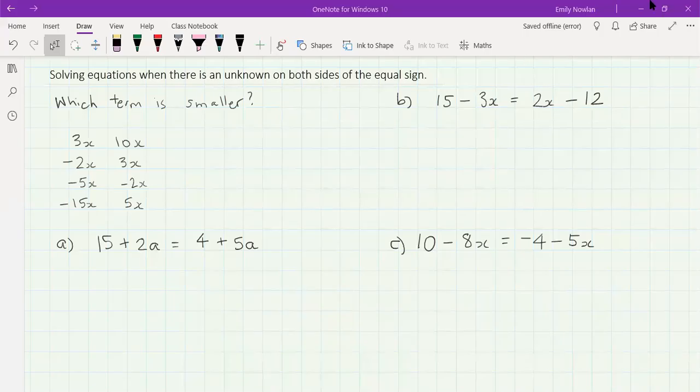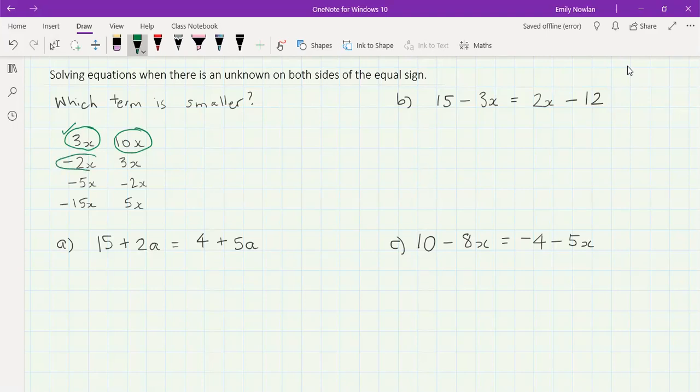Hello everyone. We're going to have a look at solving equations when there is an unknown on both sides of the equal sign. Before we start, let's go over these questions and ask, which one is smaller? We've got 3x or 10x. That one's really easy to work out. The 3x is smaller. We have to be able to look at terms and think about which one's smaller.